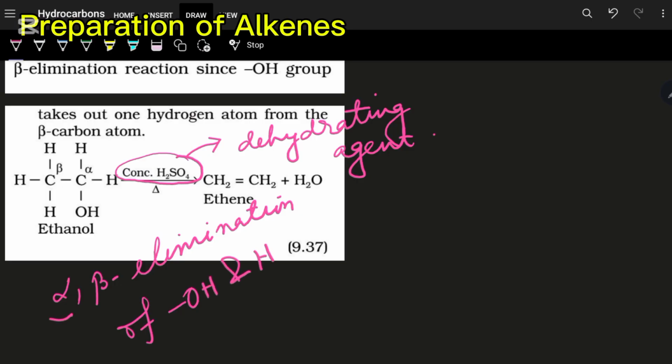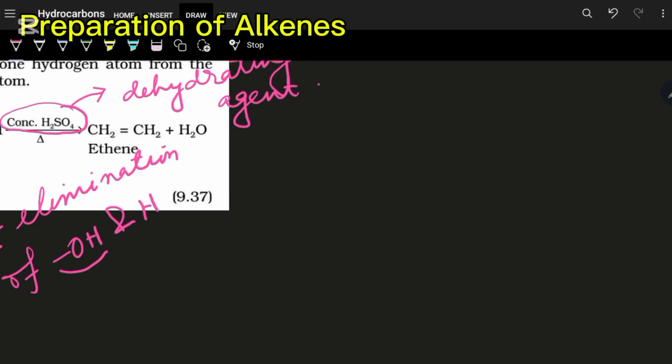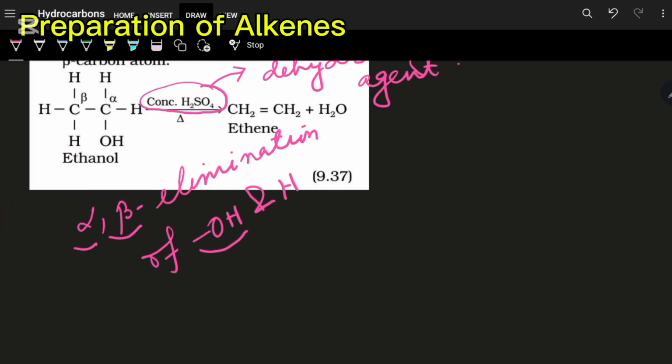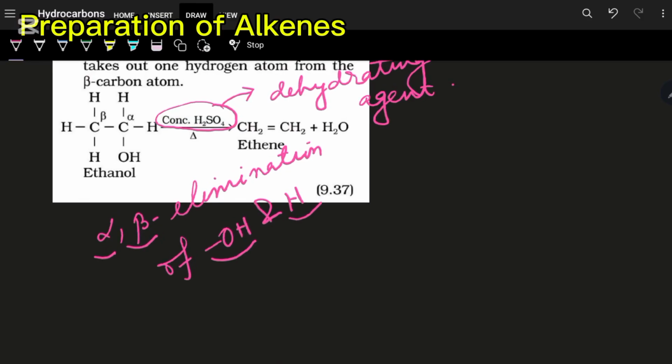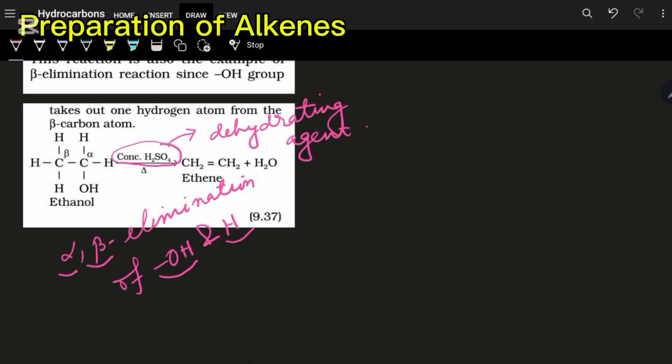From the alpha carbon, OH is leaving, and from the beta carbon, H is leaving. And here you will get an alpha-beta unsaturated compound, or alpha-beta alkene unsaturated product. Now remember, the temperature over here should be 443 Kelvin, a higher temperature. And at this temperature, there is elimination of beta H.